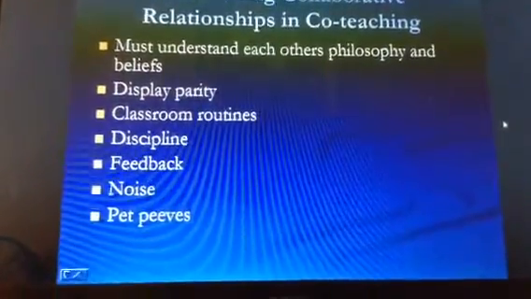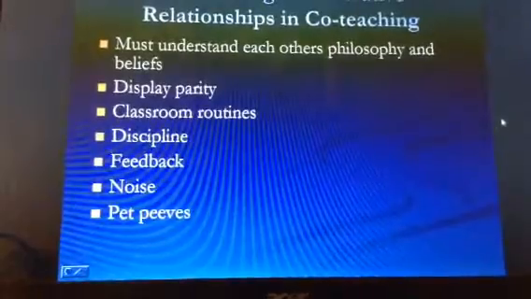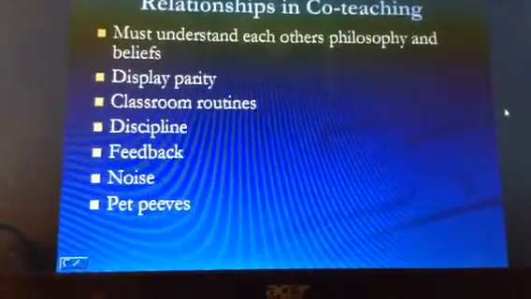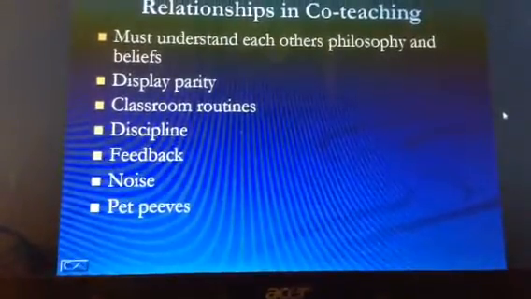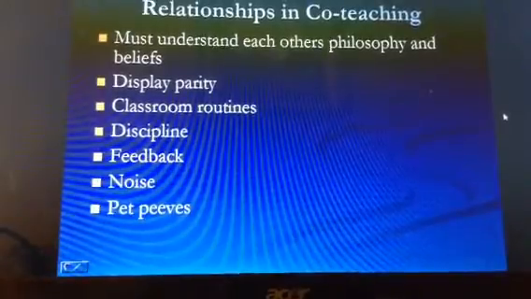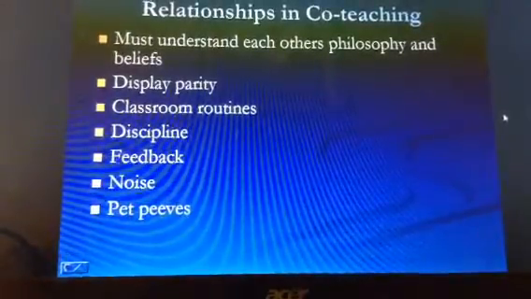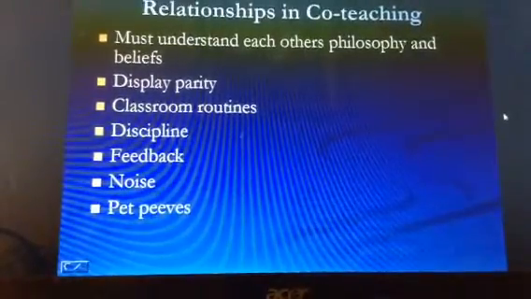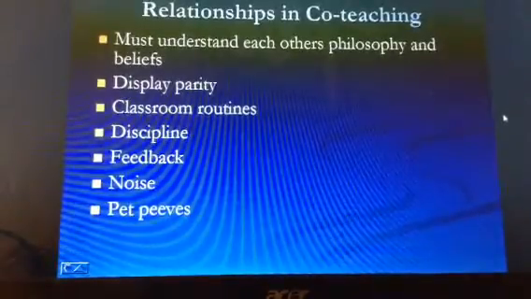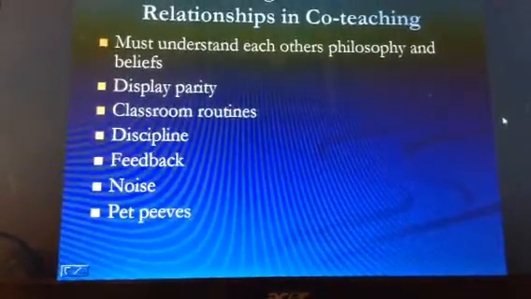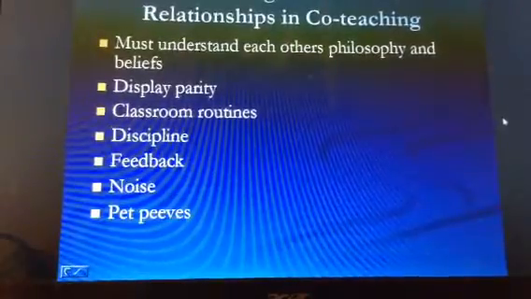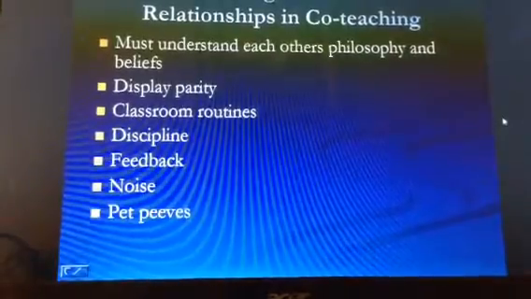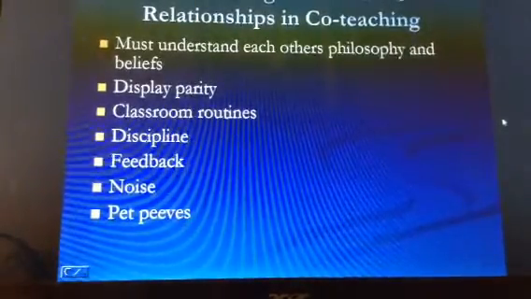Maintaining collaborative relationships in co-teaching. First, you must understand each other's philosophy and beliefs. Display parity. How will they convey this to the students and others? How will they ensure a sense of parity in the planning and delivery? Classroom routines. What are the instructional routines for the classroom? Maybe what are the organizational routines for the classroom? Discipline. They agree on what is acceptable and unacceptable for students' behavior. Maybe who is going to intervene at what point in the student's behavior.